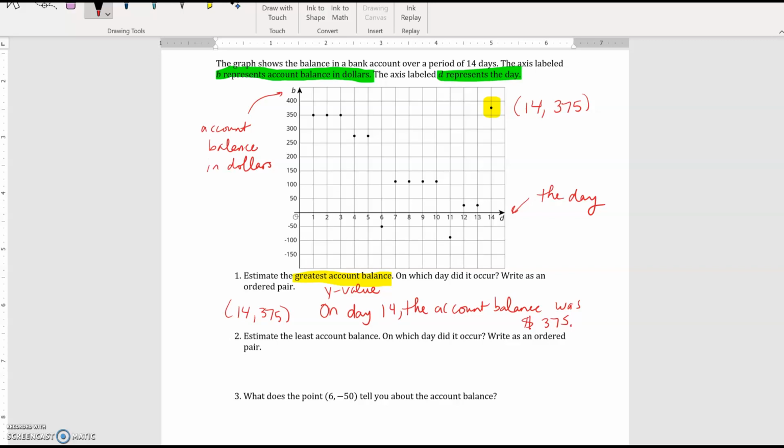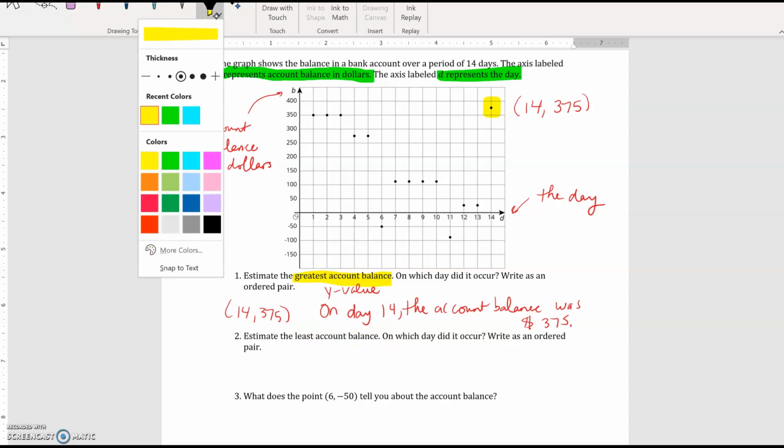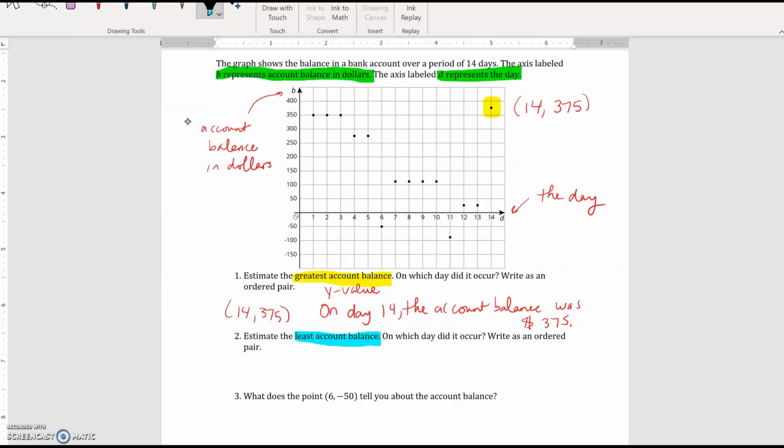So here's my next question: estimate the least account balance. I'm going to use a different color. I want to find now the least balance. If I look at my graph, I see the balance is right here at this lowest point, and we're going to estimate it. I see the x value or D value is 11, and then the point is a little bit before negative 100. So I'm going to roughly ballpark that to be about negative 90. Therefore, this point is (11, -90).